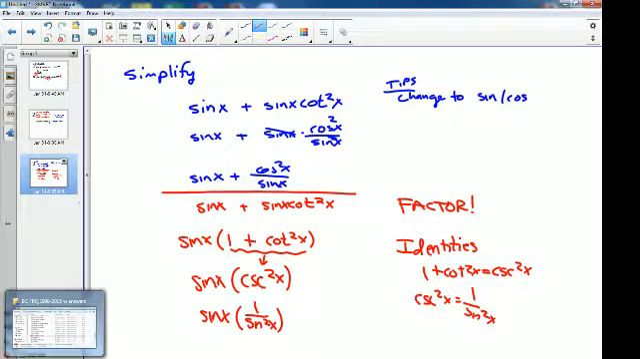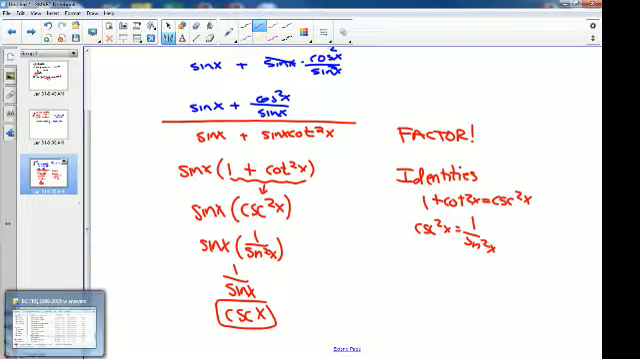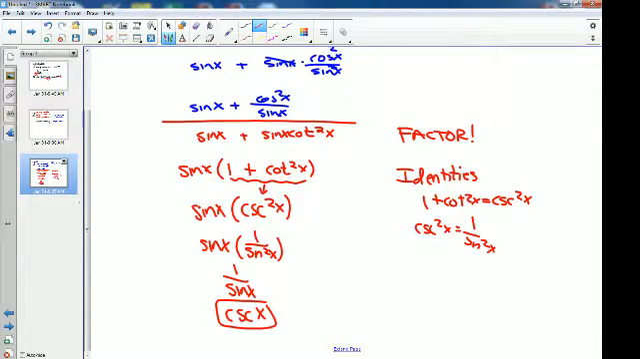And now we can cancel a sine top and bottom, right? Yeah. So what are we left with? 1 over sine, which is much more simple than the original, right? This is your goal, is to get to something of this nature, right? Something that's very reduced, not something that's still ugly.